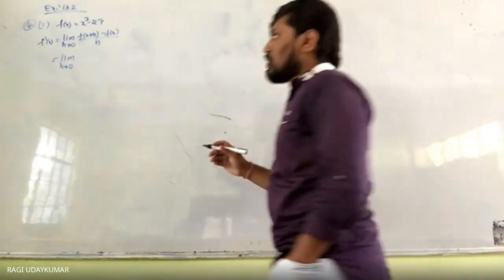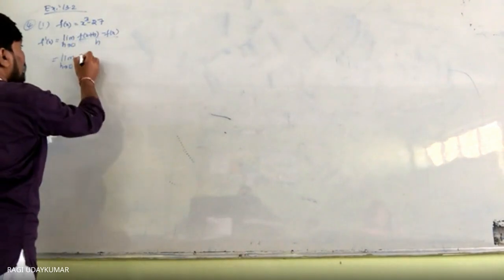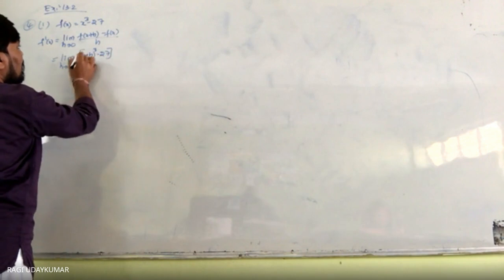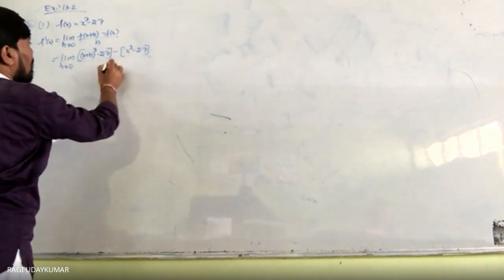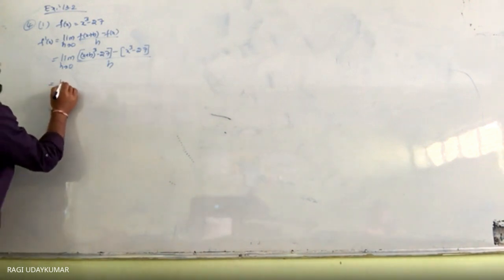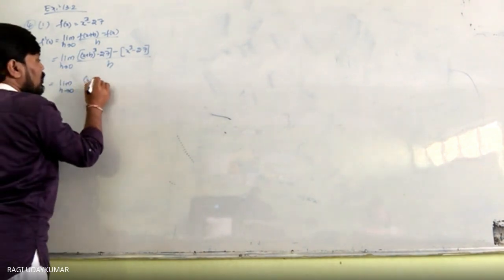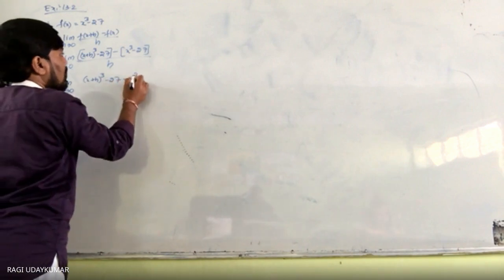So limit h tends to 0, f of x plus h. f of x plus h is nothing but x plus h cube minus 27, minus f of x, which is x cube minus 27, by h. Just simplify it and h will get cancelled. From this you can easily understand, which equals limit h tends to 0, x plus h whole cube minus 27 minus x cube plus 27.